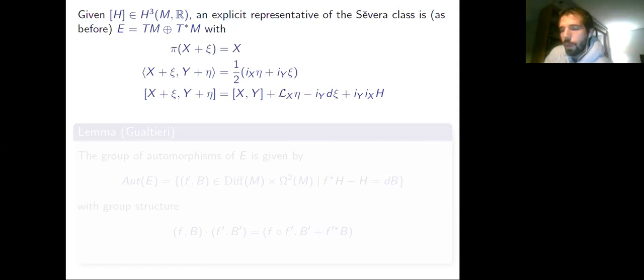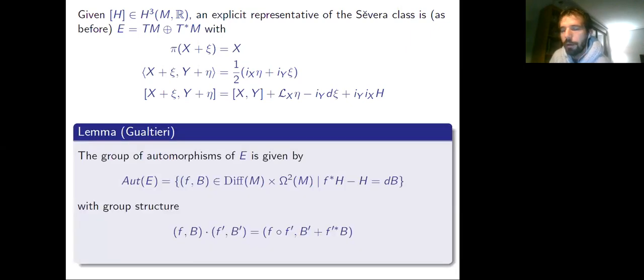So what I want to illustrate is this lemma here due to Marco Gualtieri, which classifies all the automorphisms of E explicitly. And for this, I want to give you a proof of Severa's theorem.